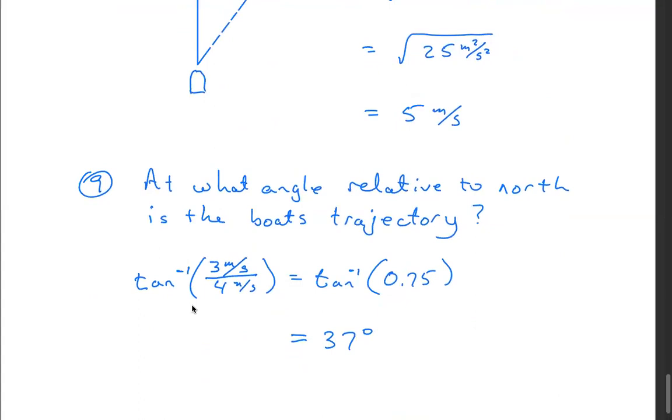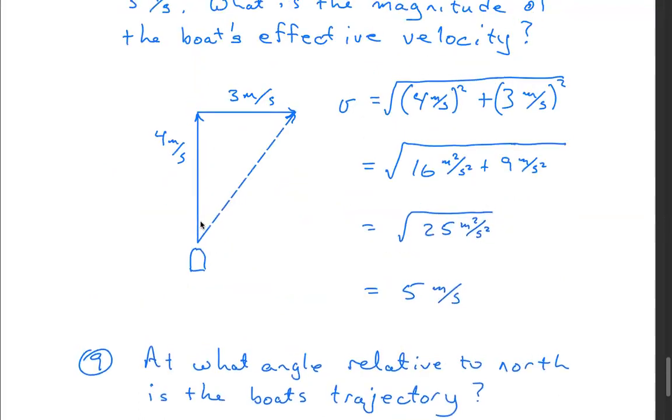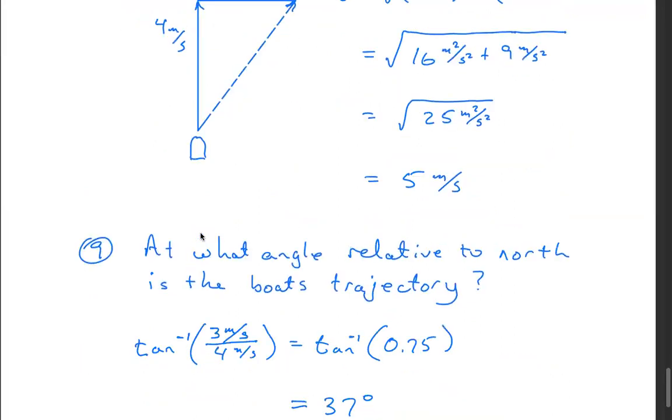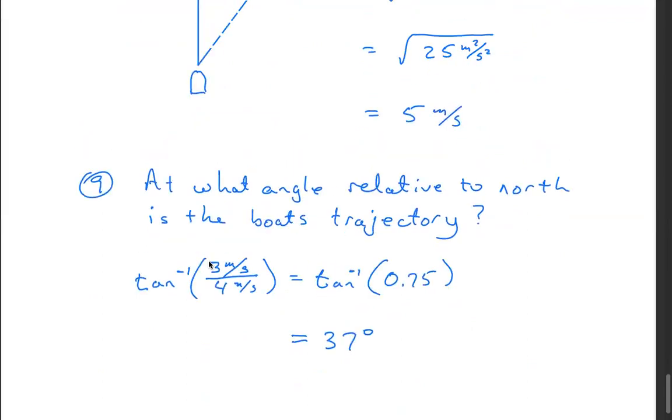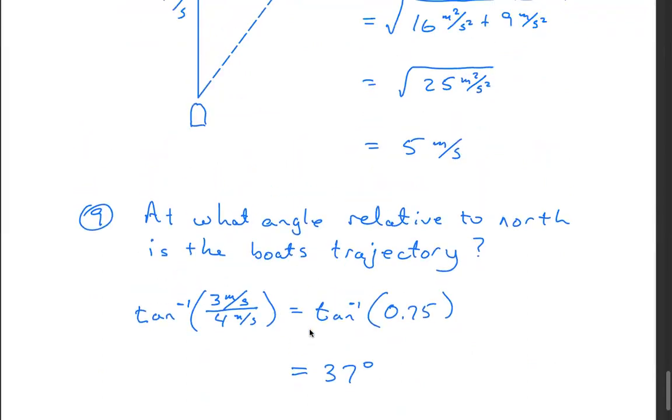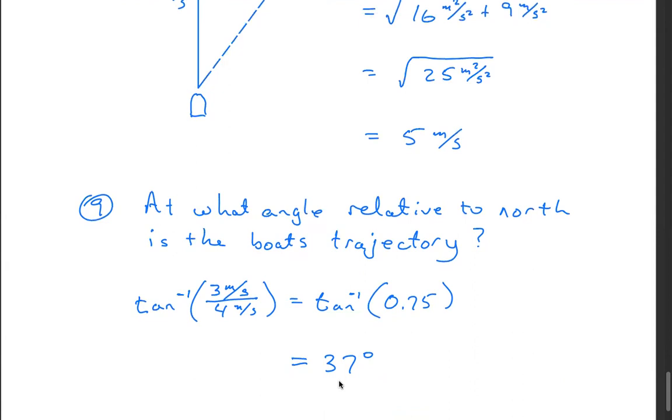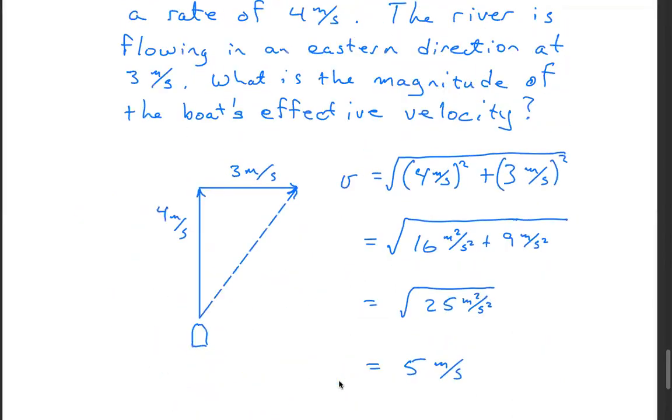The tangent inverse of 3/4, remember we're looking for this angle, and it's the opposite over the adjacent. So it's 3 meters per second over 4 meters per second. So that's the tangent inverse of 0.75. And you end up with 37 degrees. Now, make sure on your calculator that your mode is set to angles and not radians. So that's one thing to watch out for.